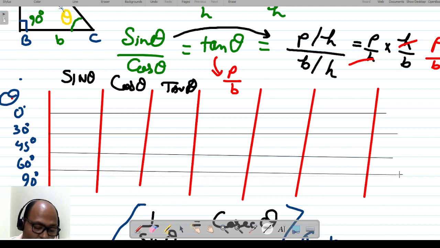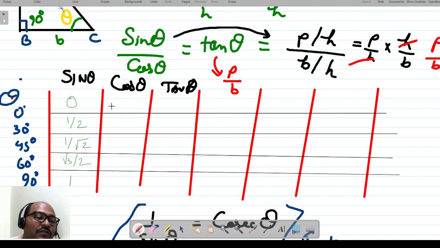So remember sine 0. When the theta angle is equal to 0, then sine theta will be 0. When theta is 30 degrees, sine theta equals 1 by 2. When 45, it will be 1 by root 2. When 60, it will be root 3 by 2. When 90, sine 90 will be equal to 1.